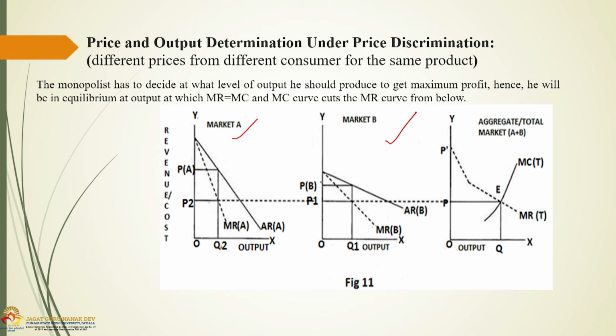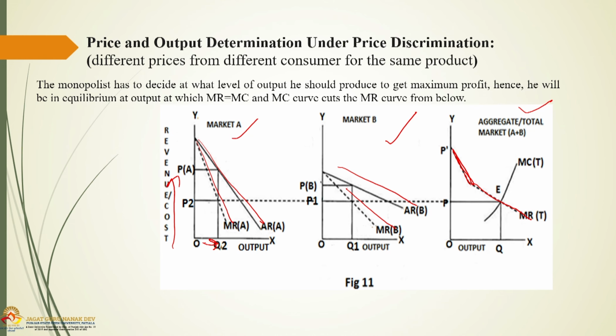So this is the aggregate or total market, that is A and B. See, in market A, the AR and MR curves are less elastic, and in market B, the AR and MR curves are more elastic. So for the total of the market, that is A and B, the MR curve till this point is less elastic, and after that point is more elastic. So in this, where the AR and MR curves are less elastic, less quantity will be sold at higher prices.